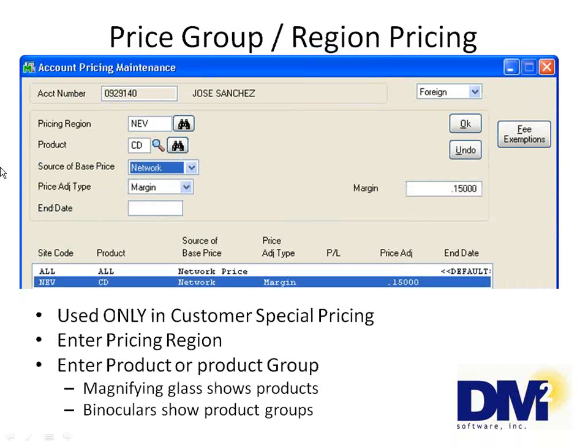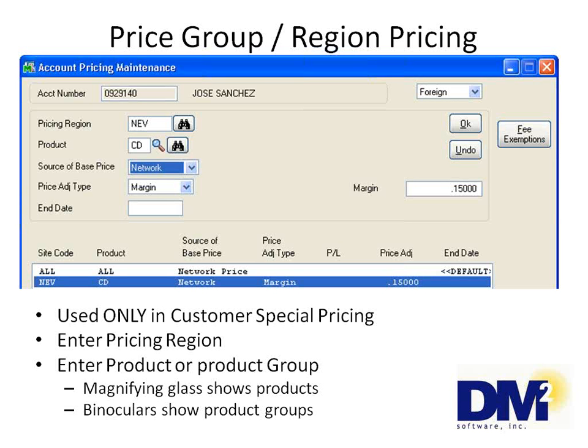So I've gone into this customer, and I've said for, this would be remote, says foreign. For this particular customer, when he does remote purchases, if he's in that region, Nevada, NEV, and he buys any product that is in the CD product group, then the source of base price is going to be my network cost, and I'm going to charge a margin of 15 cents. Again, used only in customer special pricing.